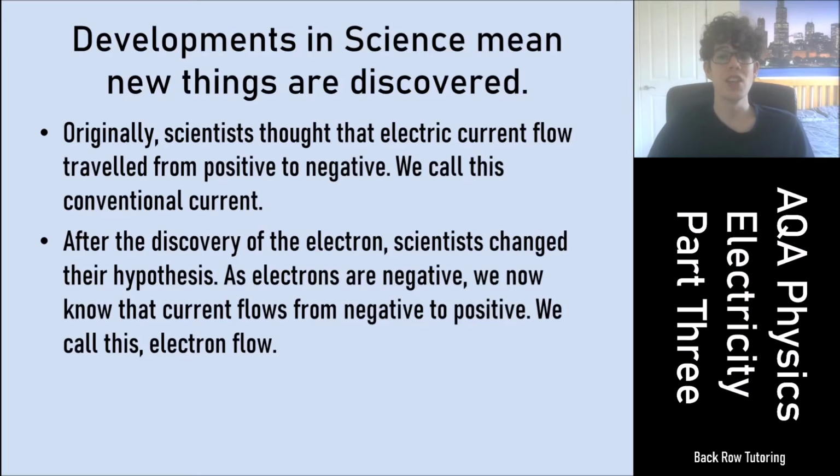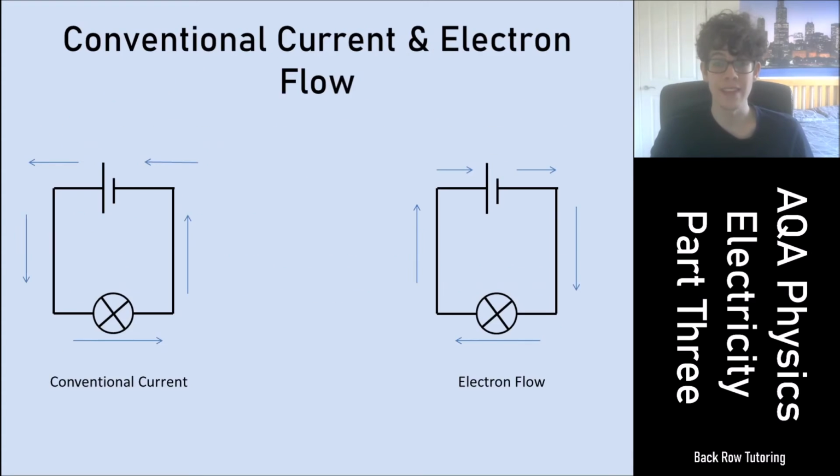Developments in science mean new things are discovered. Originally, scientists thought that electric current flow travelled from positive to negative. We call this conventional current. So conventional current is the direction from positive to negative. After the discovery of the electron, scientists changed their hypothesis. As electrons are negative, we now know that current flows from negative to positive. We'll call this electron flow, and this is shown in this diagram here.